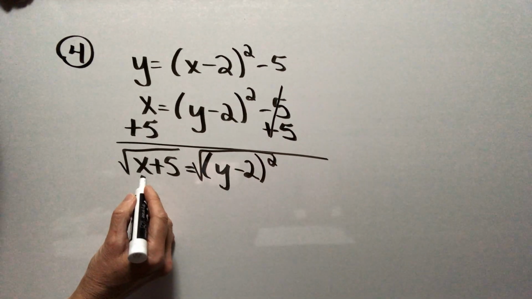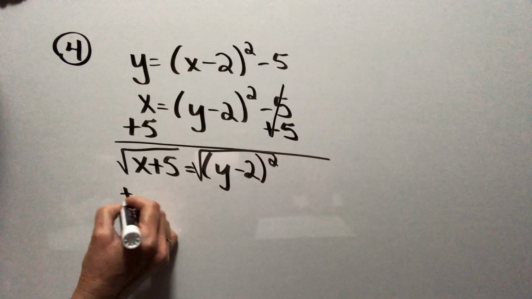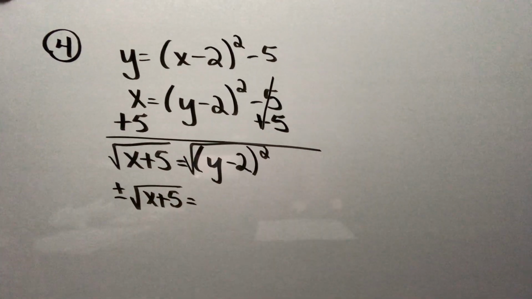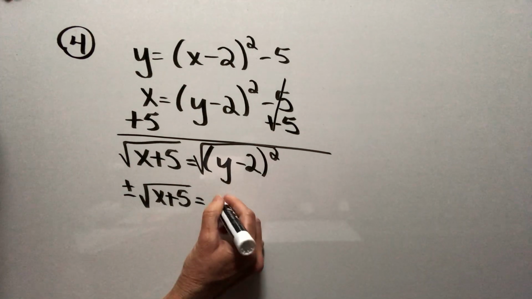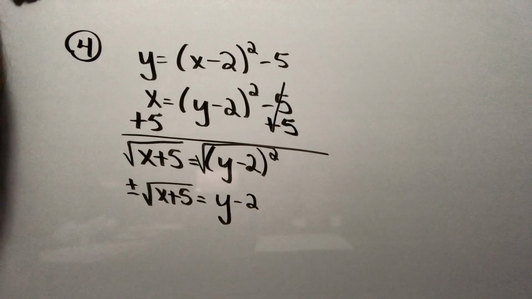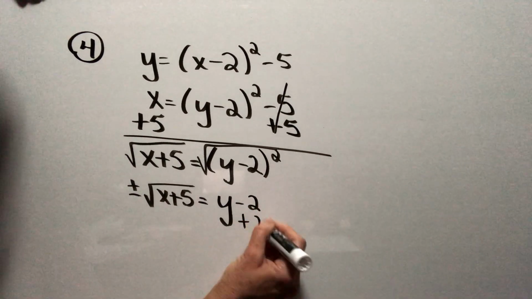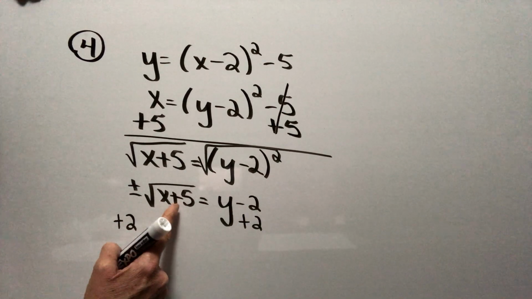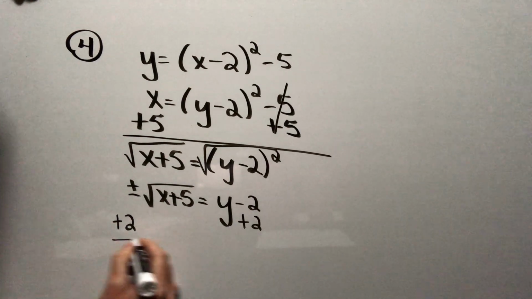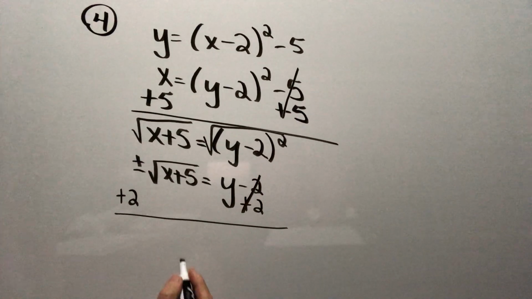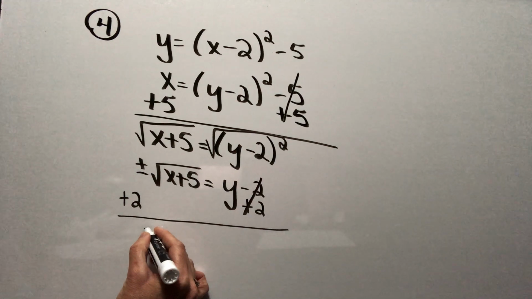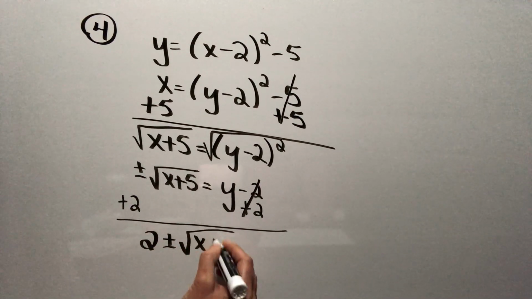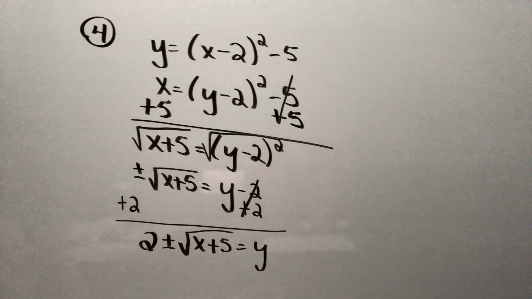And remember, whenever you square root both sides, you must include plus or minus. So it will be plus or minus the square root of x plus 5. And on the right side, the square root and the square would cancel, leaving y minus 2. And then I would add 2 to both sides. Now when I add 2 to the left side, it does not combine with this radical. It's going to be separate. So what I would do is put the 2 first. So it would be 2 plus or minus the square root of x plus 5 equals y.